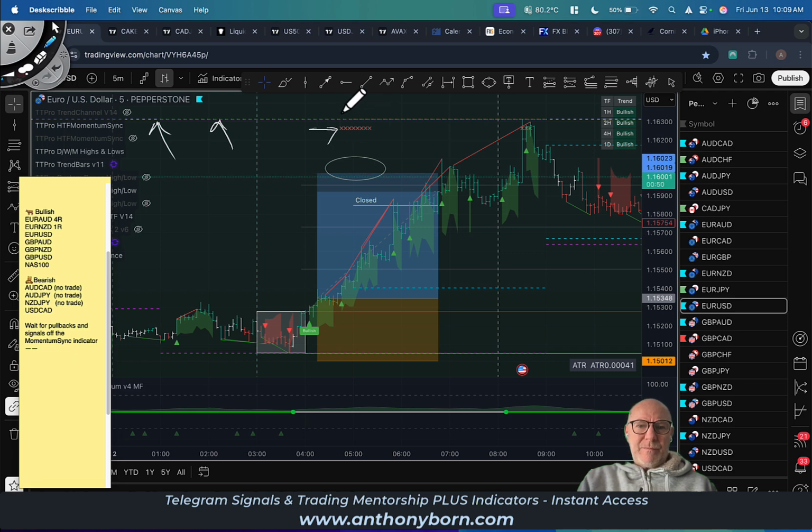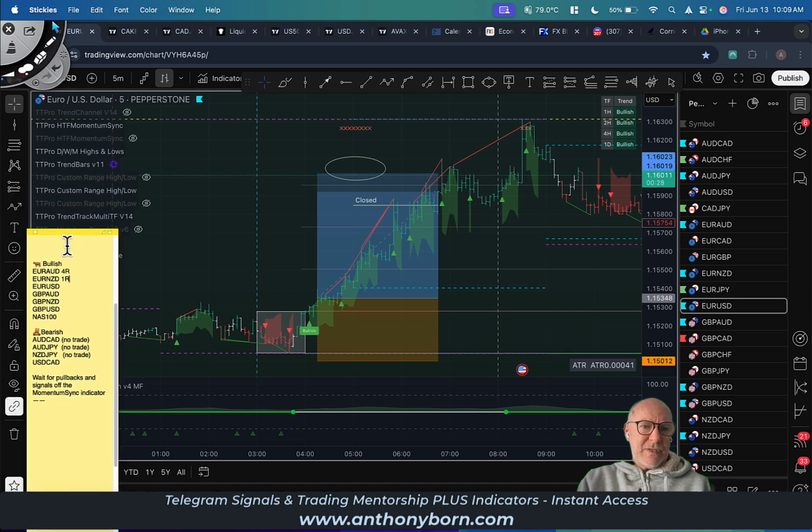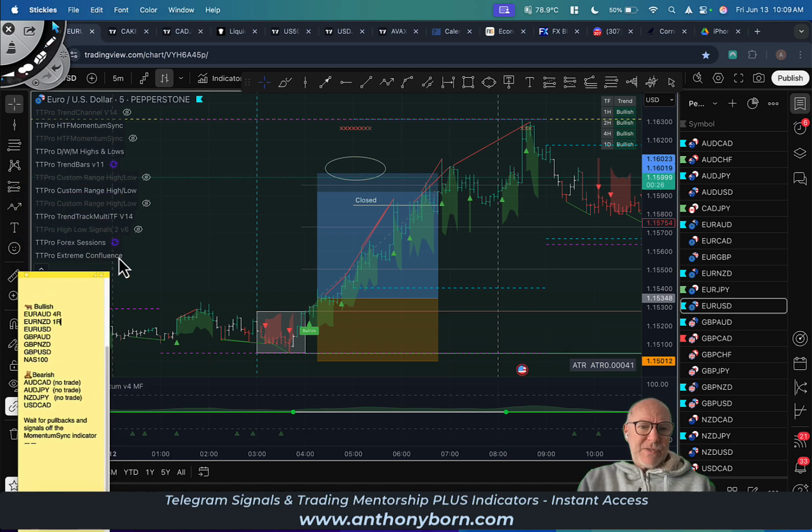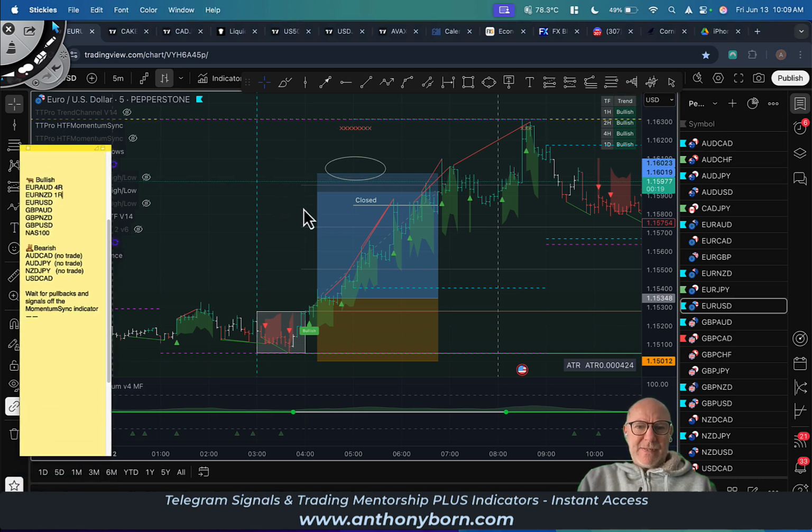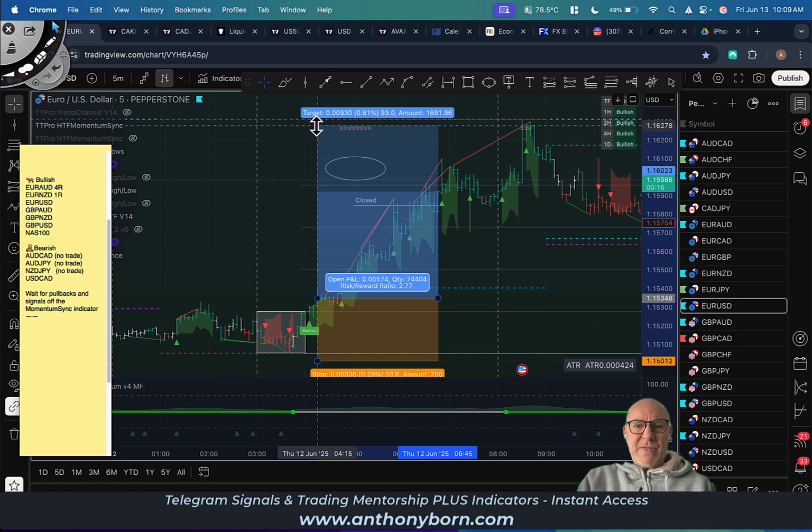See these crosses? This is telling us that we're starting to get overextended. And we've got more crosses over here as well, red crosses. That's coming off this other indicator here. It just tells you when things are getting a bit overstretched, and it's an indication that you could look to close potentially. It's coming off extreme confluence. That one, see the crosses up the top. In any case, this one here could have targeted that, and we could have tightened up the stop.